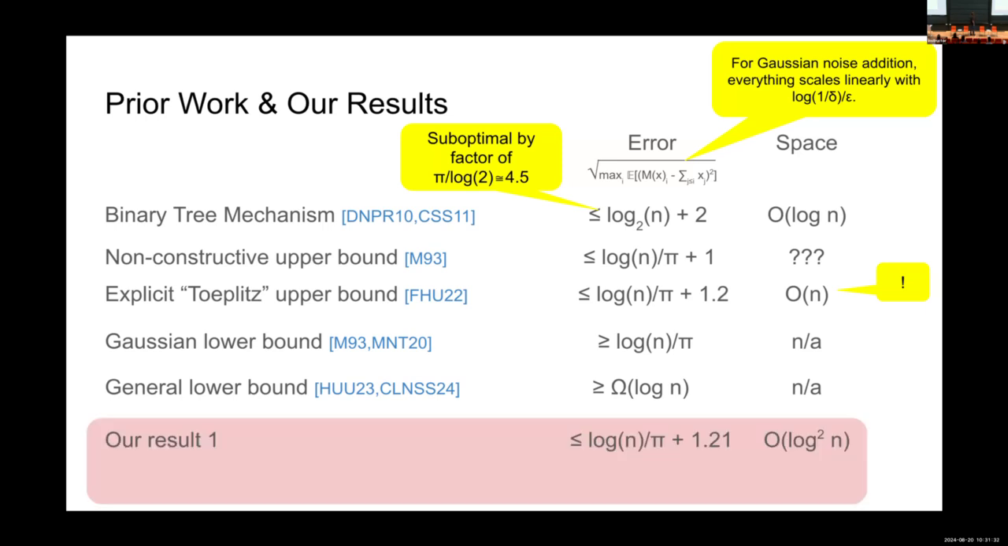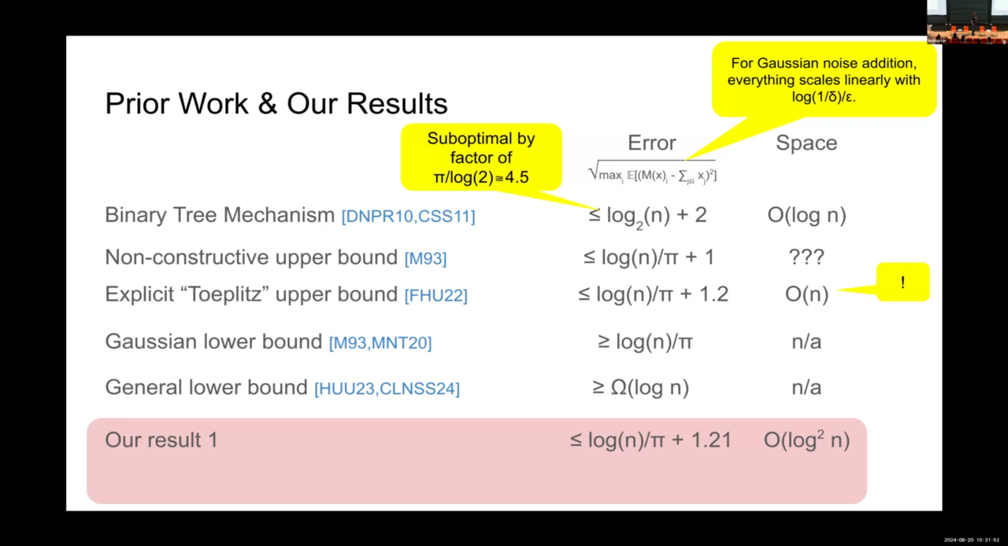Okay, let me tell you about our results. Our main result is an algorithm that has the right leading constant, a natural log of n divided by pi, and essentially a very small loss in the additive constant.